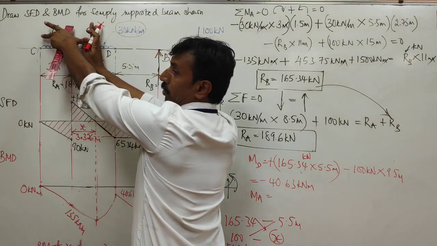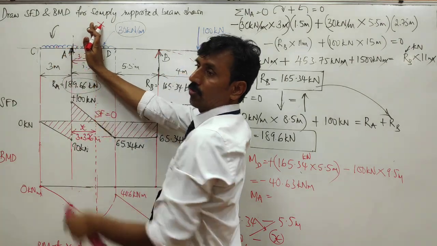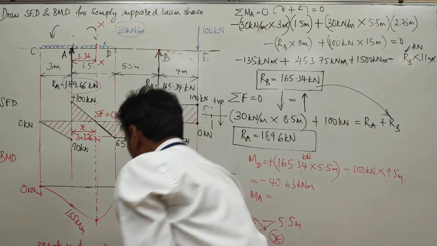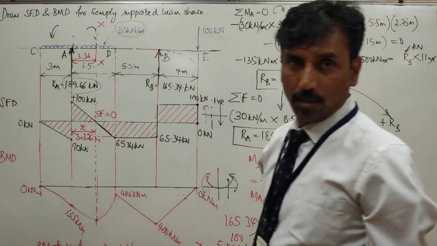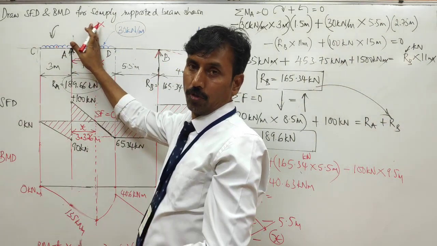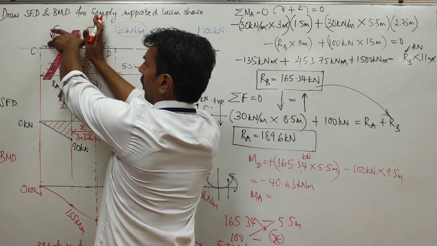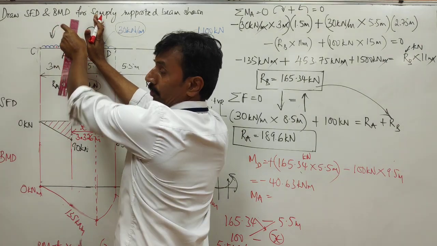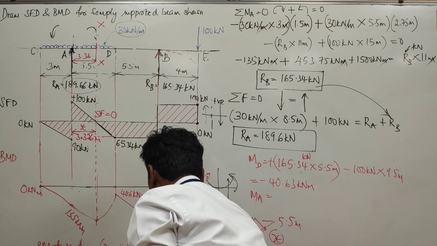What is the length here, guys? Can you tell me? 3 plus 3.6, total? 6.36. 6.36 is the value, which is negative because it is acting downwards. And this UDL has to be placed at the center of the UDL, so that is 6.36 divided by 2.